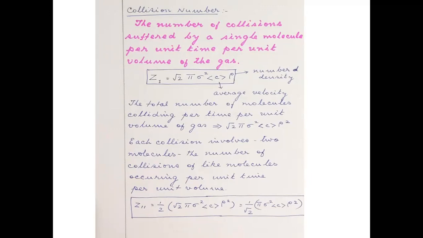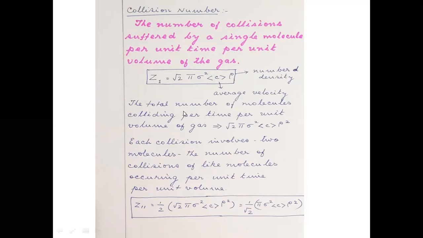And the expression is Z1 is equal to root 2 pi sigma square. What is sigma? Sigma is the collision diameter. And C is the average velocity, into rho, which is the number density. What is number density? Number density means the total number of molecules divided by volume. That is, number per volume is number density.